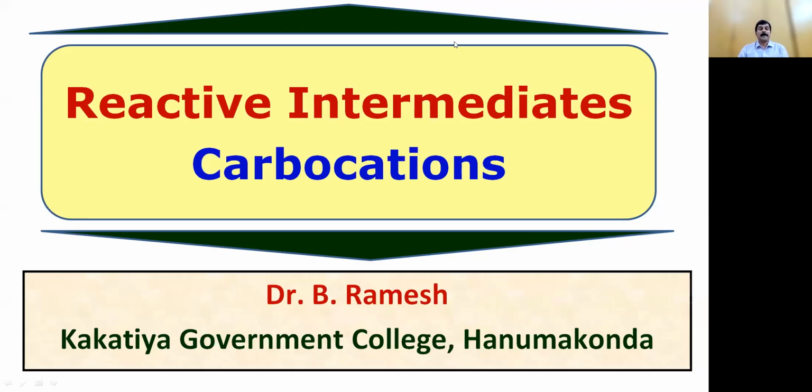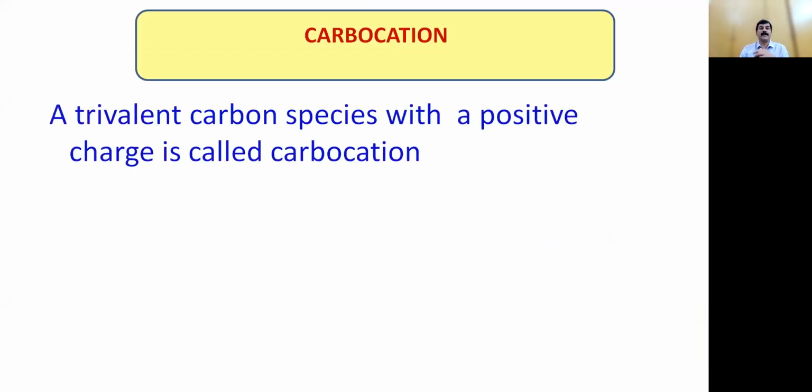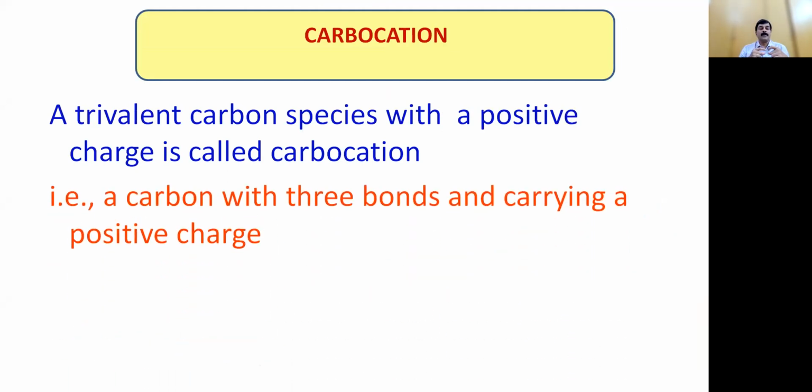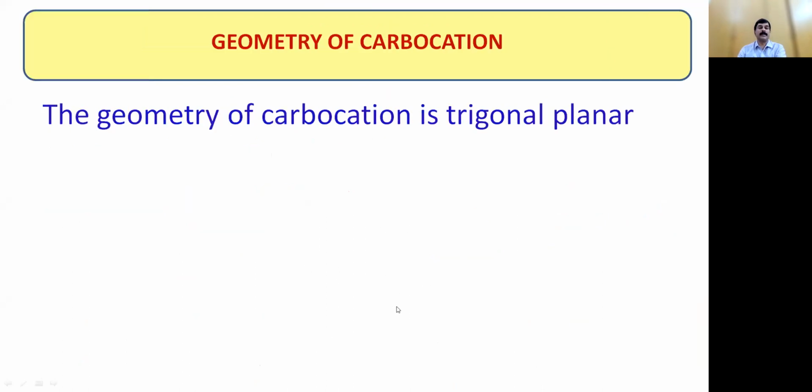Hello everyone. Let's know more about the carbocations with special focus on their stabilities. Basically, carbocation is a trivalent carbon species with a net positive charge. In other words, a carbon bearing 3 bonds with a positive charge. That is, carbon attached to 3 covalent bonds and carrying a positive charge is called carbocation. This is simple methyl carbocation.